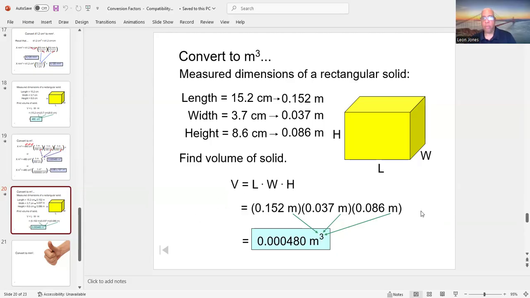And when you multiply everything together, you get 0.000480 cubic meters. Now, if I wanted to put this in scientific notation, it would be 4.80 times 10 to the negative 4, which I will explain to you how scientific notation works in another video.